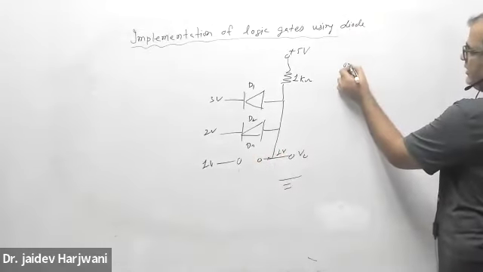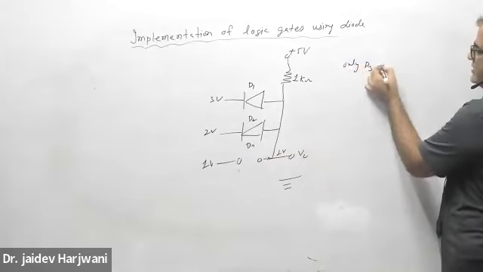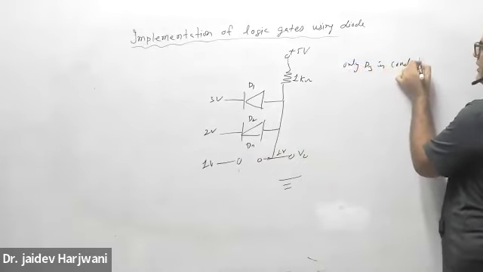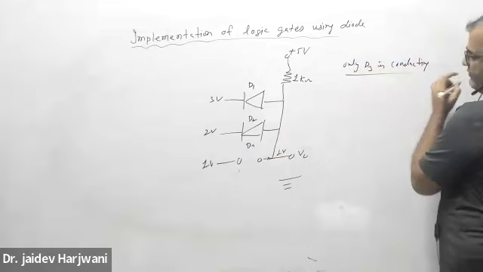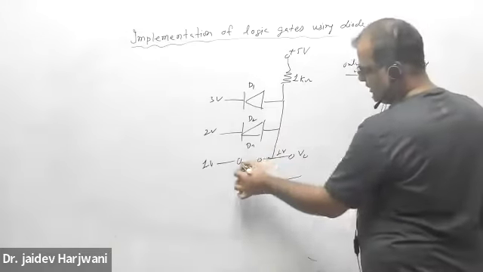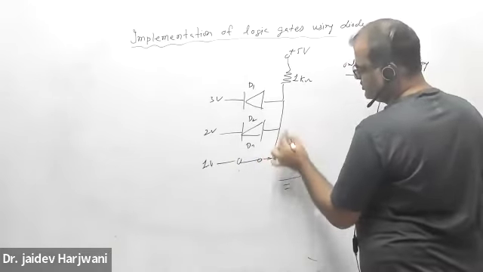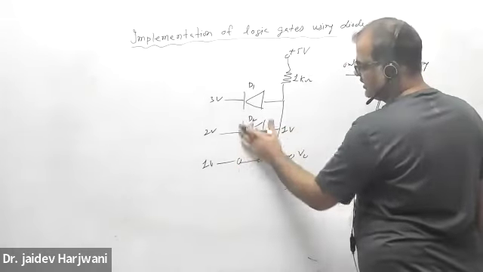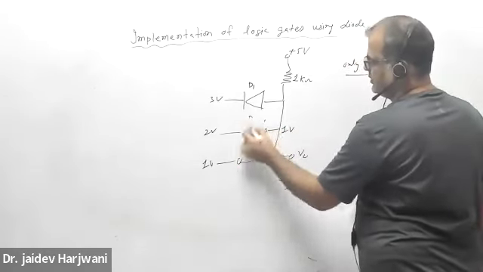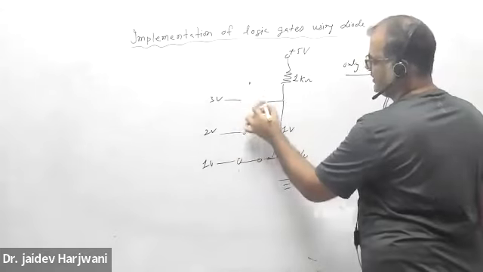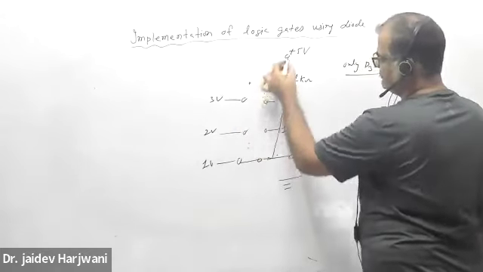Okay, so only D3 is conducting. And once D3 is conducting, this point becomes 1 volt. And now there is no issue. This will be open circuit. This will also be open circuit. So current will pass from here only.